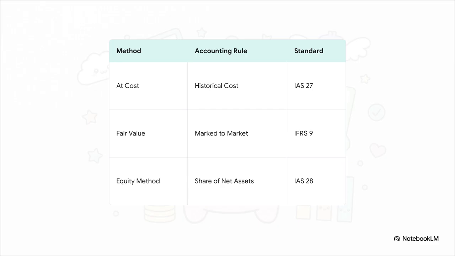Now, here's the golden rule to keep you out of trouble. Whatever method you choose, you absolutely must apply it consistently for each category of investments. You cannot mix and match cost and fair value for different subsidiaries within the exact same category. Structure and consistency are literally everything here.